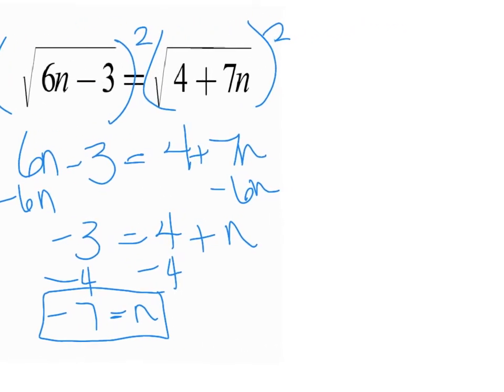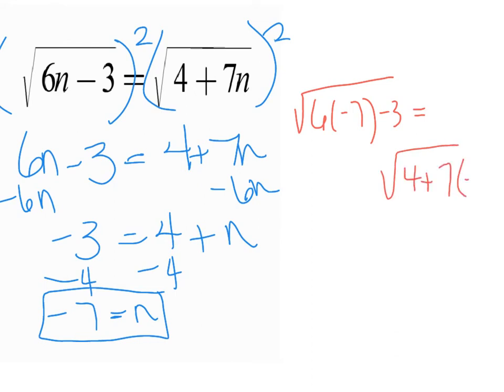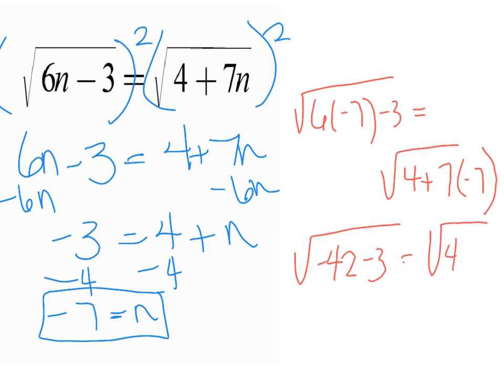So I'm going to put it back into the original. So the square root of 6 times negative 7 minus 3 equals the square root of 4 plus 7 times negative 7. I hope you're already seeing the problem. Because I get the square root of negative 42 minus 3 equals the square root of 4 minus 49. So I get the square root of negative 45 equals the square root of negative, I'm going to erase that and write it again because it's really sloppy. The square root of negative 45 equals the square root of negative 45.